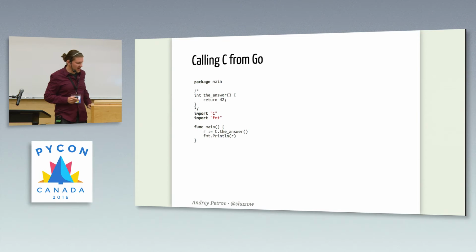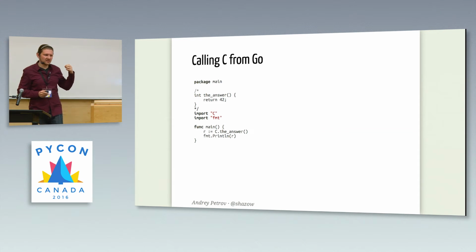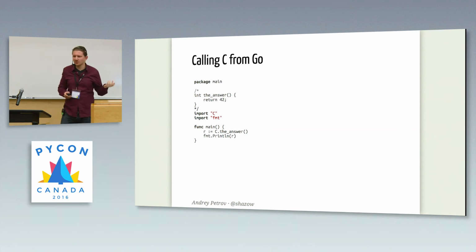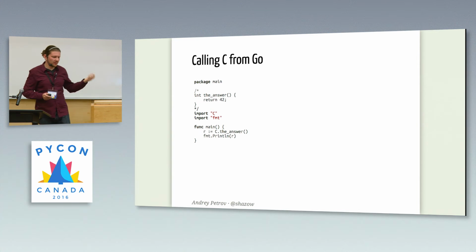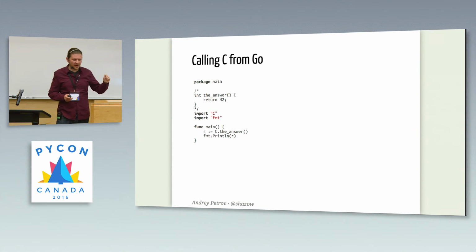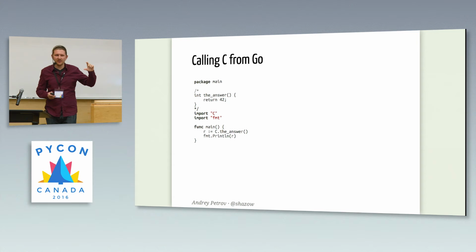In Go, this is how you call C from Go. Go has this built-in thing: if you import C, it's a magic module that doesn't actually exist, and it enables some things in Go. You can write C code in a comment right above it.